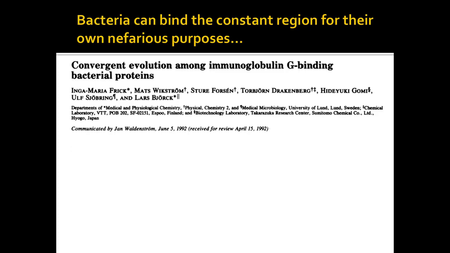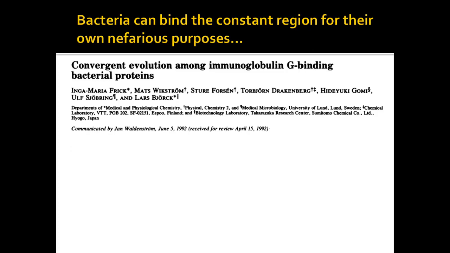Well, it turns out that bacteria have figured out how to bind the constant region, because it's constant, and if they make a binding protein, they can mess with it. And if they mess with it, they mess with all the human antibodies. Okay, so there has been some convergent evolution among antibody binding.